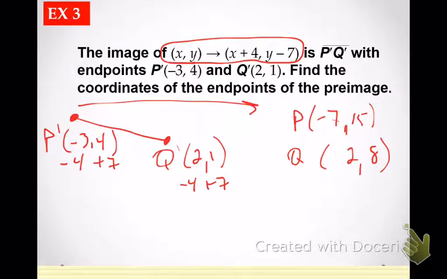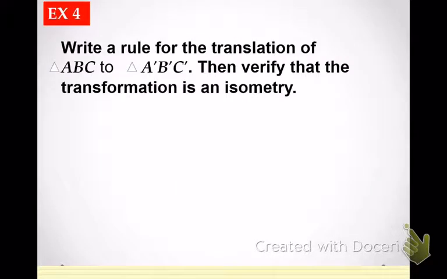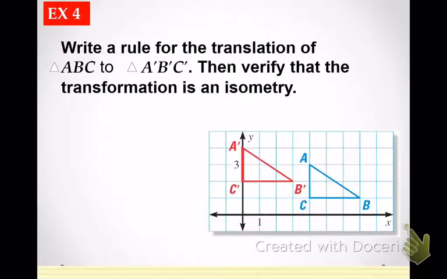Okay? So just going backwards from the rule. So instead of adding 4, subtract 4. Instead of subtracting 7, add 7. Now you also need to be able to write the rule for the translation from a graph. So all we've got to do is find the preimage, and the preimage is this triangle here because it's A, B, C, and then find the image, which is this guy right here, which is A prime, B prime, C prime, and we've got to figure out how did A go from here over to A prime. Not how far did it go, how did it get there, right?